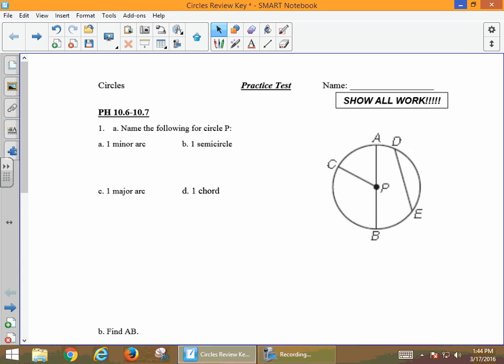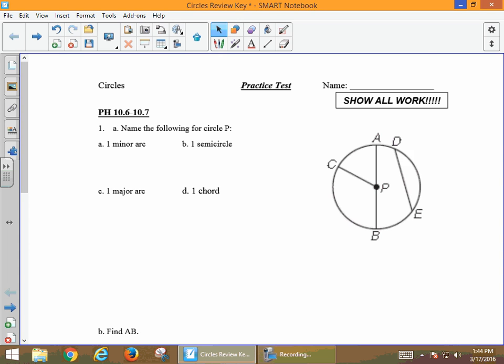If you have any questions, don't forget you can always pause the video or rewind and replay things over and over if you need to hear something a second time. You'll notice that the Smartboard document I'm using does not look exactly like your paper because I wanted to blow up some of the pictures so you can see them a little bit better. So I've made the pictures a little bit larger.